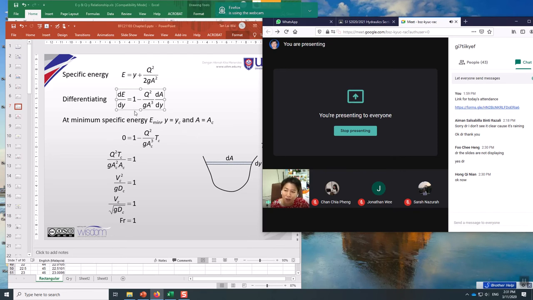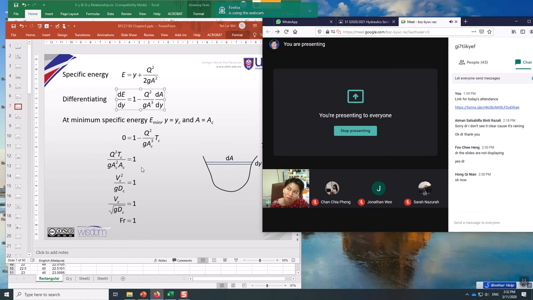So we are looking at dE/dy, because we want to prove y is critical flow when E is minimum. Setting dE/dy equals 0, this expression becomes 0. Rearranging everything, from this expression you also have one expression which gives you Q squared over g equals Ac cubed over Tc. Later I'll show it to you. You can get your yc.